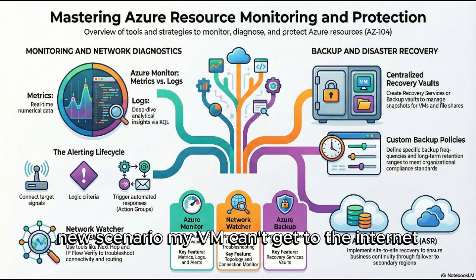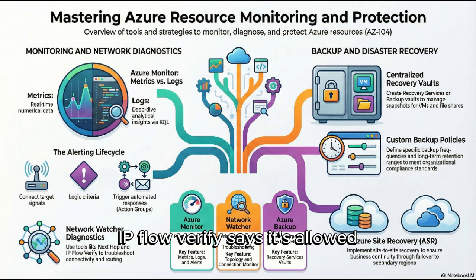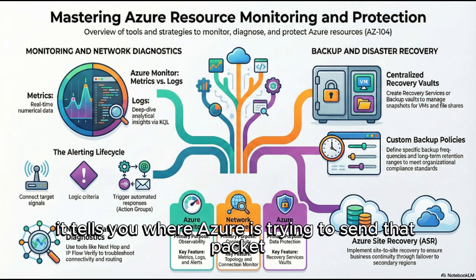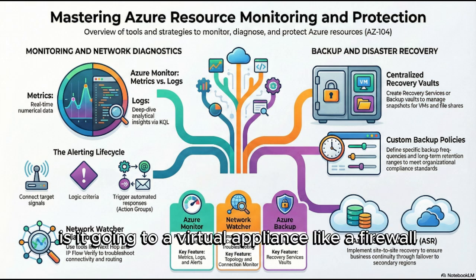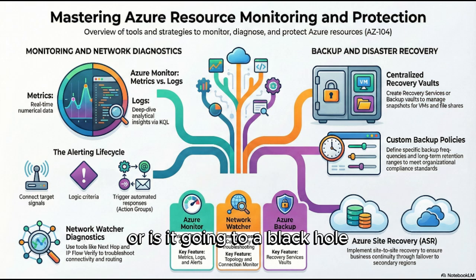Okay, new scenario. My VM can't get to the internet. IP Flow Verify says it's allowed, but the traffic just vanishes. Ah, then you need NextHop. This tool checks your routing table. It tells you where Azure is trying to send that packet next. Is it going to the internet gateway? Is it going to a virtual appliance, like a firewall? Or is it going to a black hole?